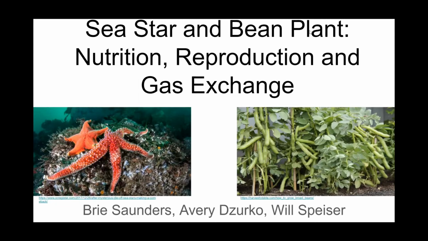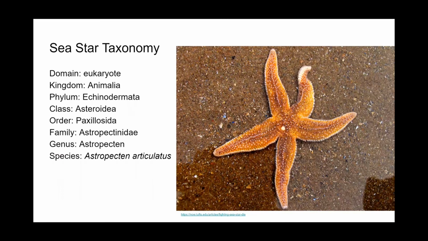Sea star and bean plant nutrition, reproduction, and gas exchange. The sea star taxonomy is domain Eukaryota, kingdom Animalia, phylum Echinodermata, class Asteroidea, order Paxillosida, family Astropectinidae. The genus is Astropecten, the species is Astropecten articulatus.